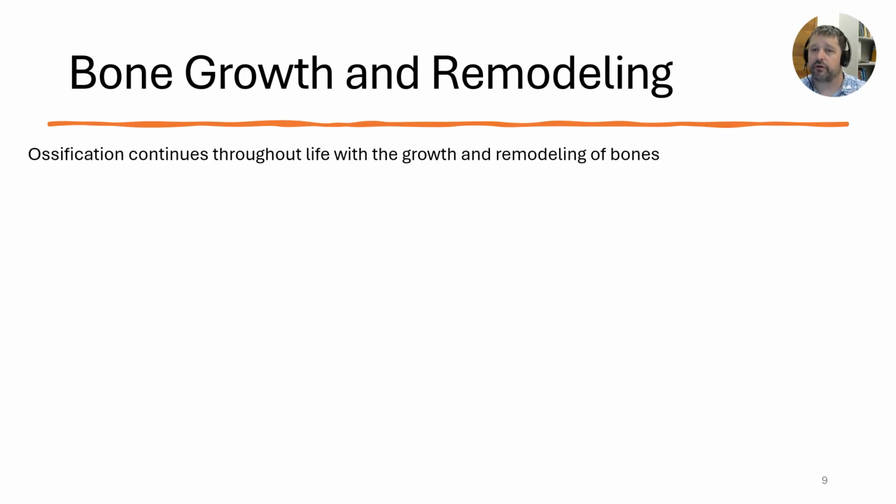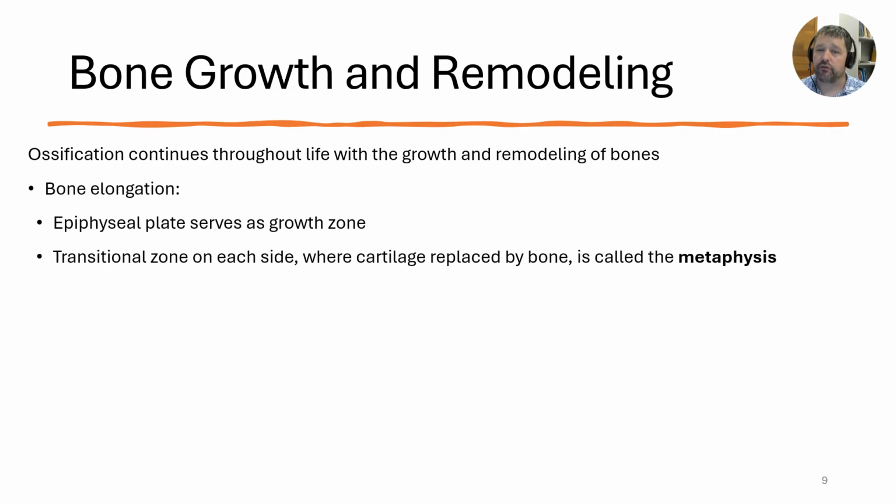We stop growth at a certain age, but that doesn't mean we don't replace and remodel our bones. We do, and it's important to know that elongation may stop. Once the epiphyseal plate goes away and becomes a line, the elongation period is done. But the growth and remodeling still occurs. So you have this transitional zone I already talked about, where cartilage is being laid down and then it's being replaced by bone, and that's the metaphysis.